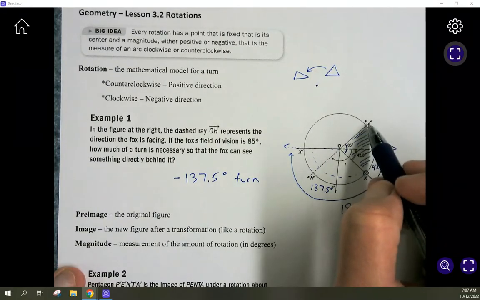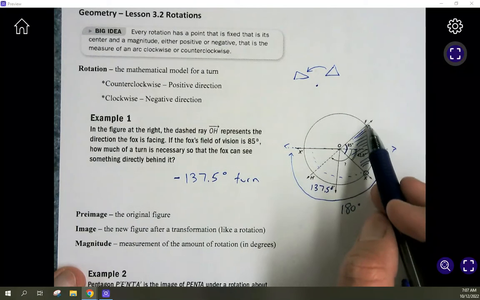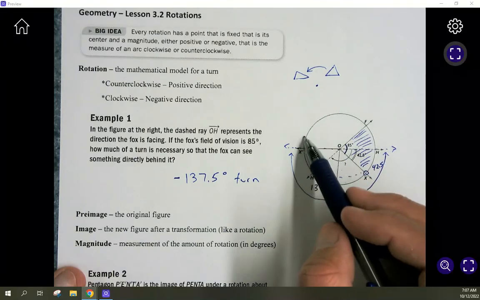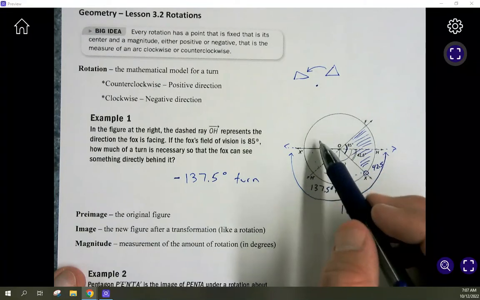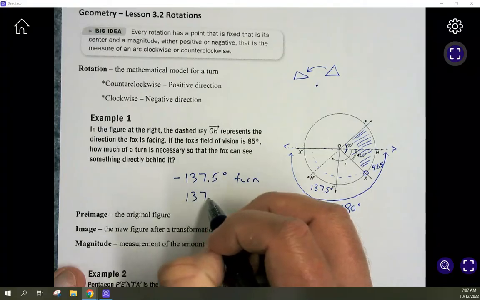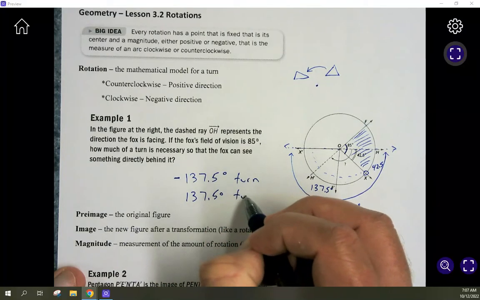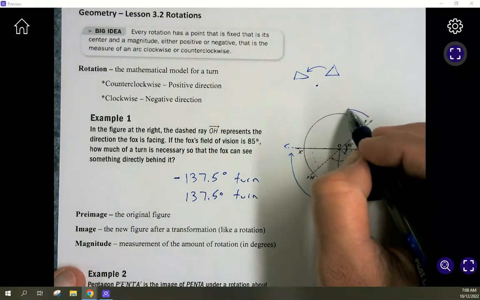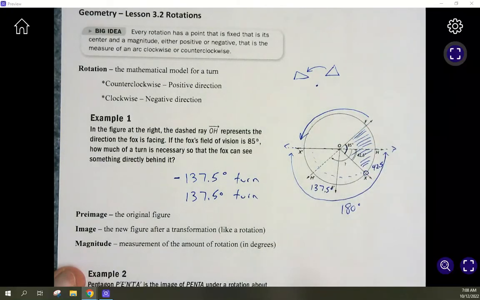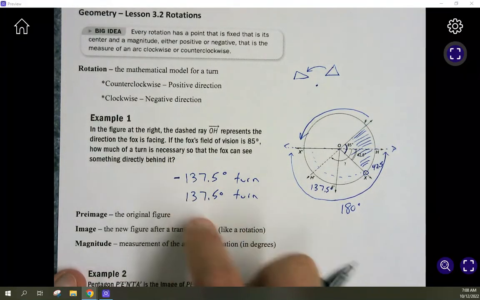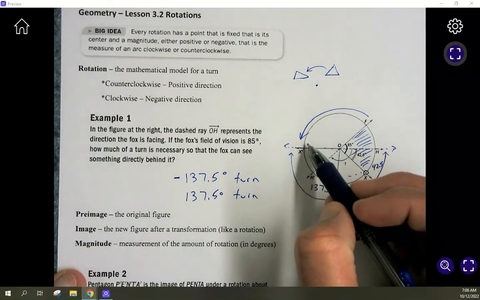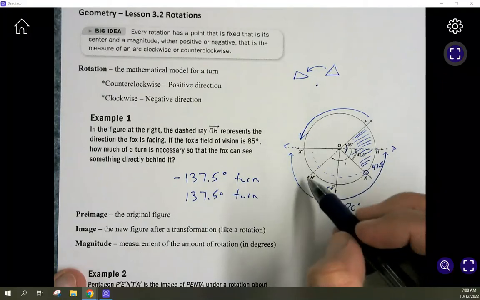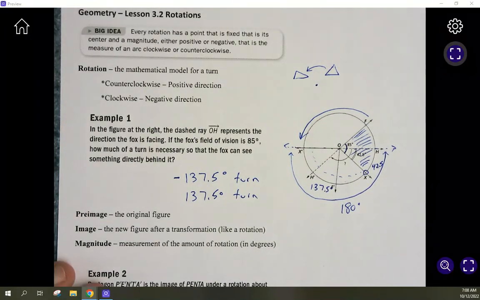And now could he get there, right? His field of vision is all the way over here at F. So if he turned his head this way, it's also 42.5 over here. So a positive 137.5 degree turn would get him there, just going the other way. So it would be either answer here, just depending on which direction you're turning. He could turn 137.5 degrees this way, or negative 137.5 degrees this way.